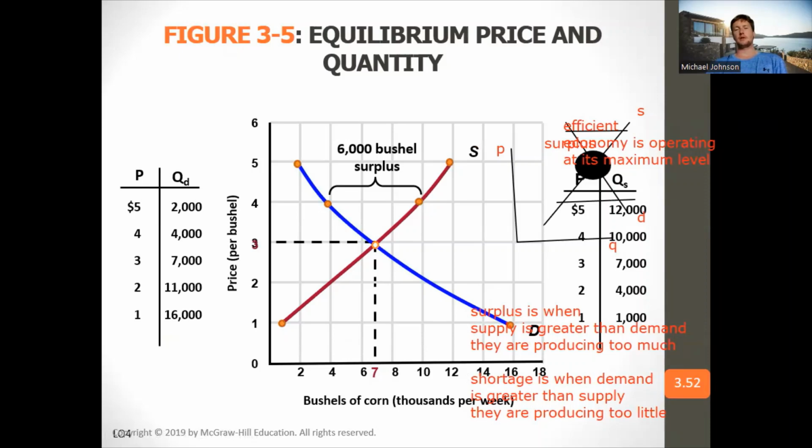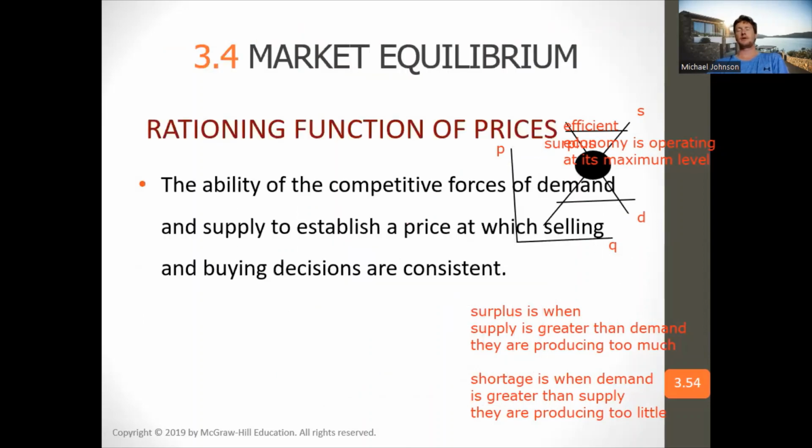So here, this is a surplus, so producing 6,000 extra. Then that's a shortage where you're producing 7,000 less. Like you need to produce 7,000 more.